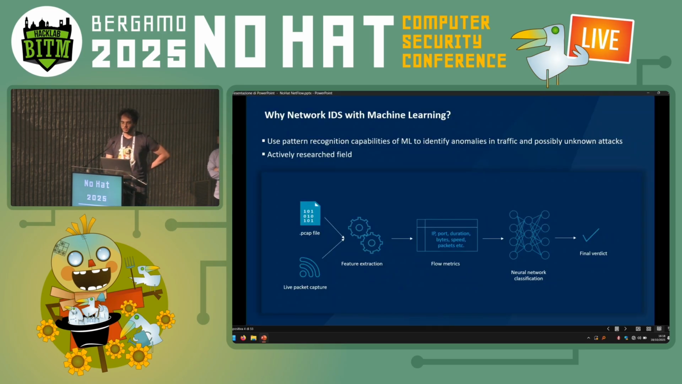So why do we want to use neural networks for intrusion detection? Essentially, neural networks have really strong pattern recognition capabilities, so we want to use them to identify anomalies in traffic. In the state of the art, this also includes unknown attacks, that is, attacks that were not present in the dataset or maybe did not even exist at the time the model was trained. This is an active research field, so you will see most of our references are academic in nature, but with this talk, we want to give you an overview of some of the common techniques and what results you can expect in the real world.